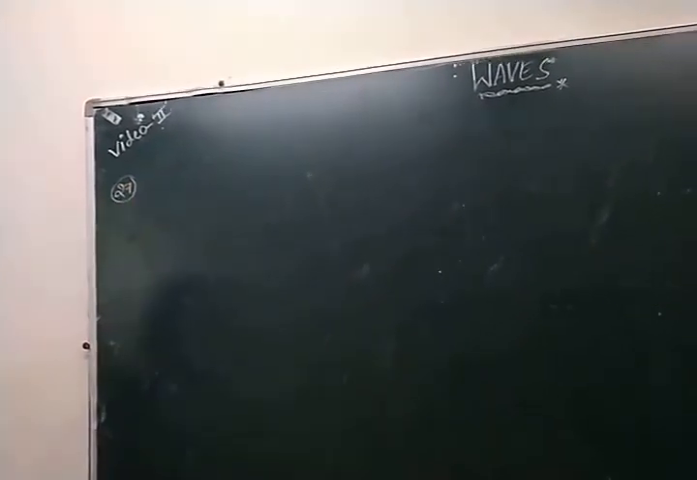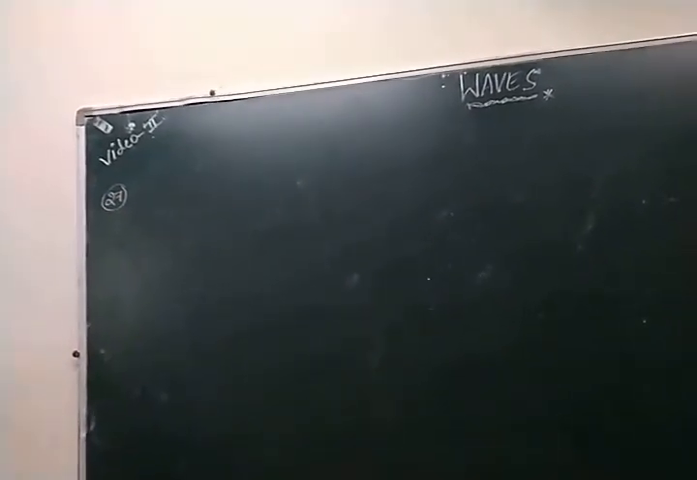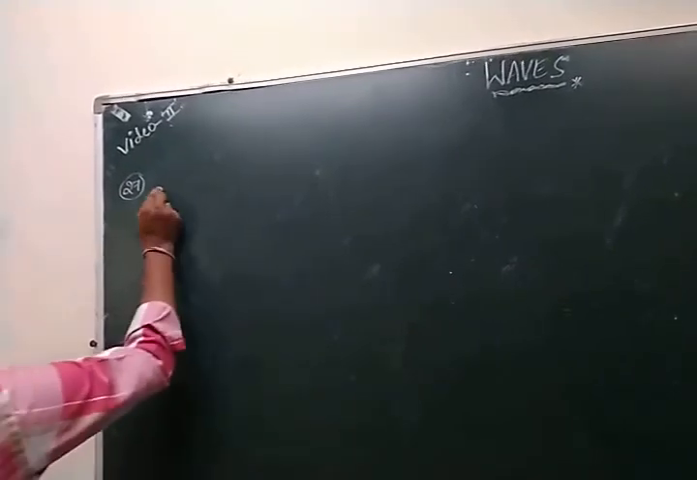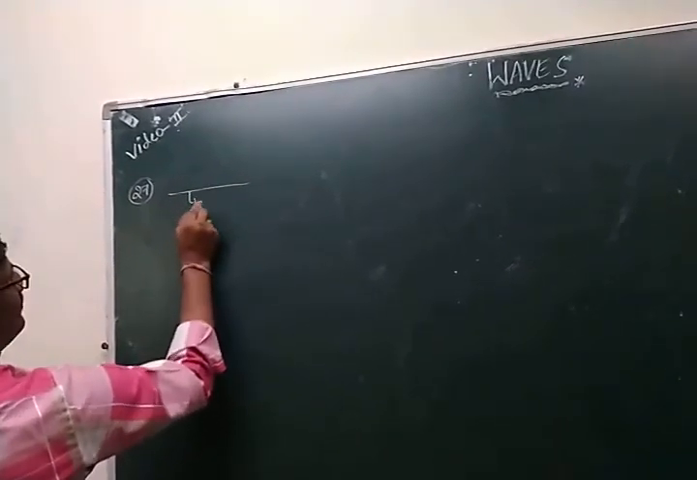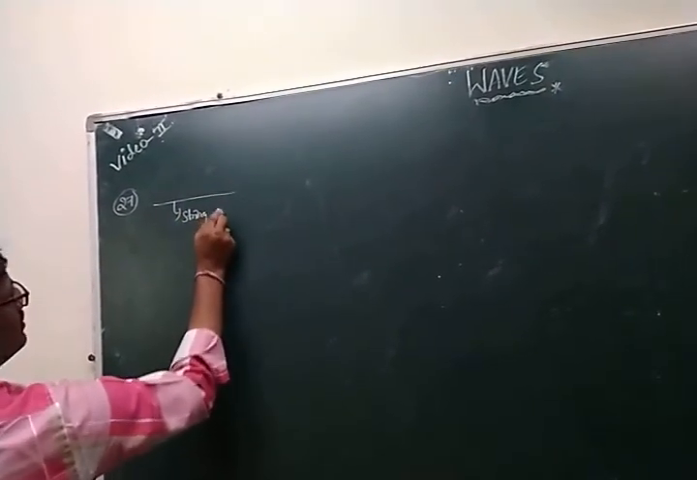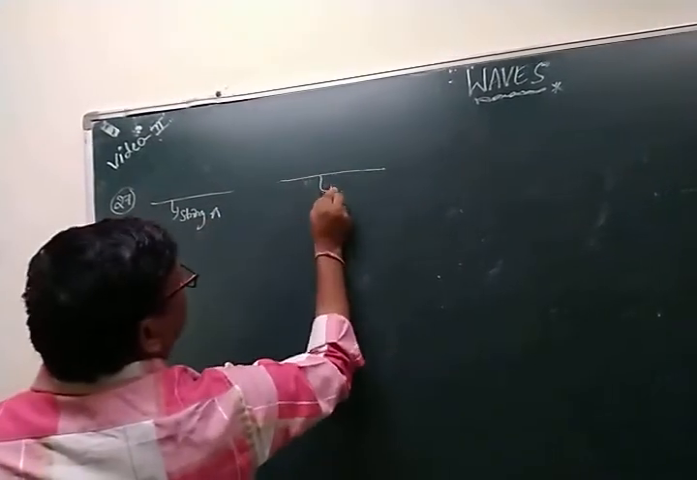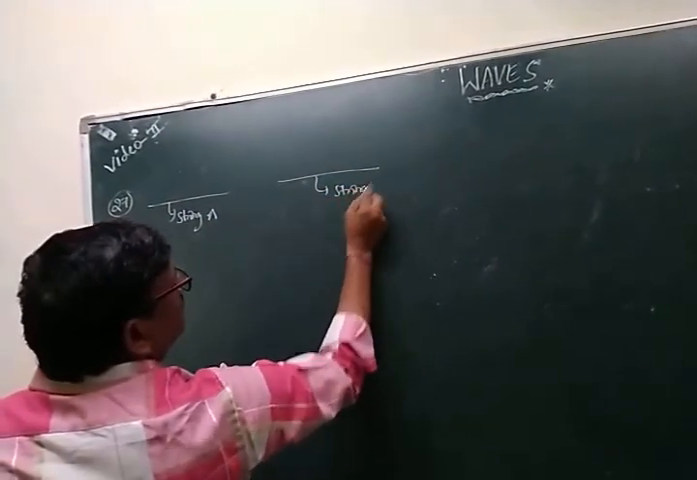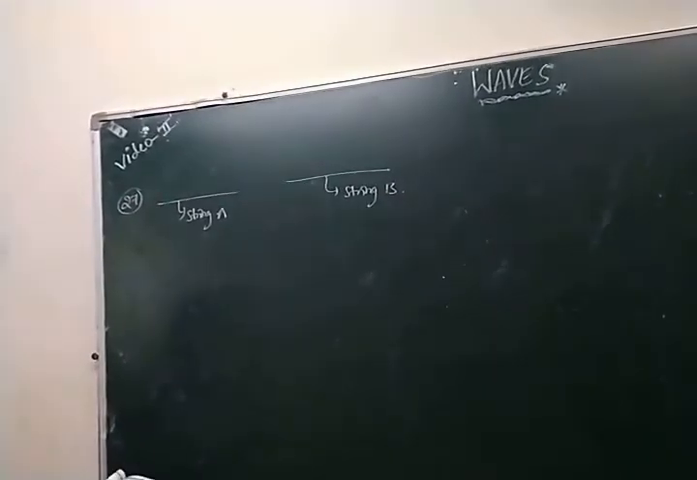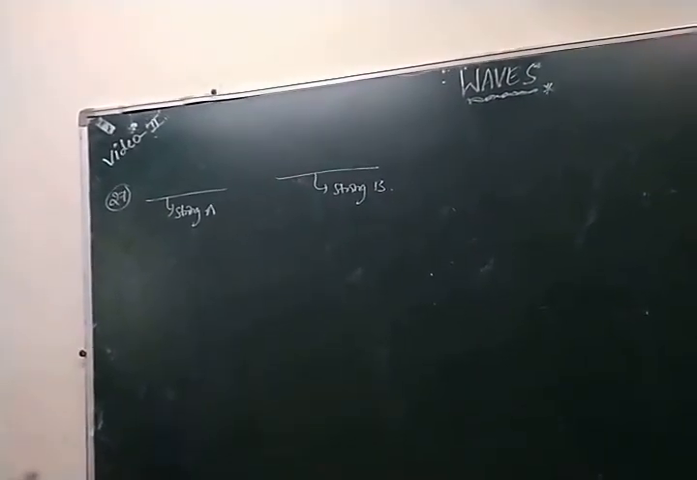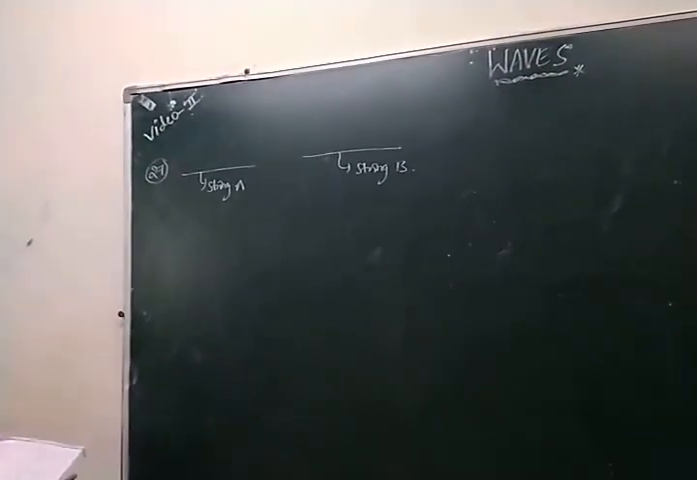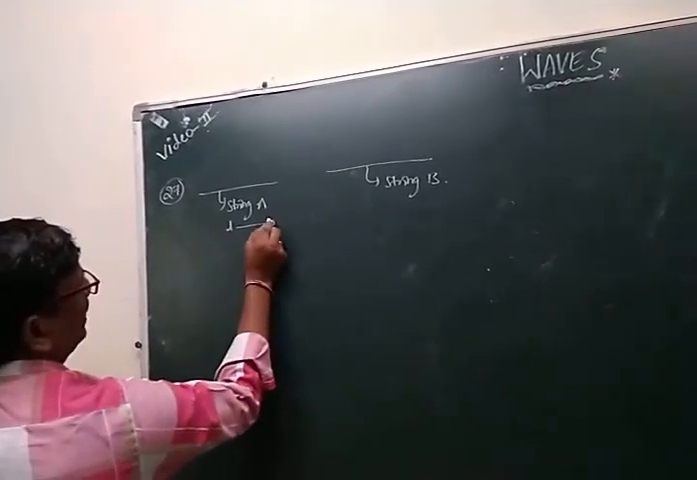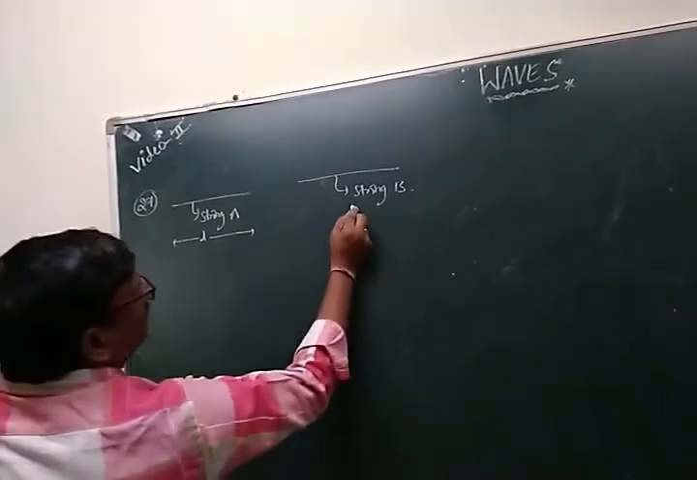Question number 27. Two strings A and B. This is the string A, this is the string B. Strings A and B are made of the same material and have equal length. Equal length means the same length L for both.